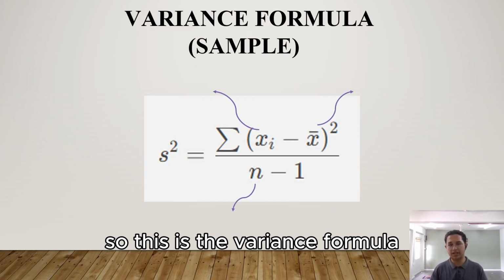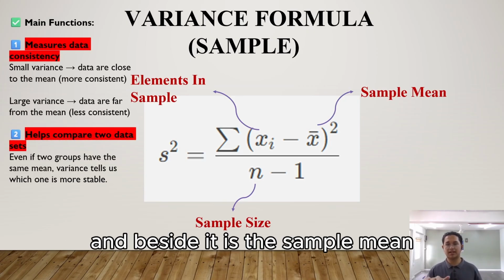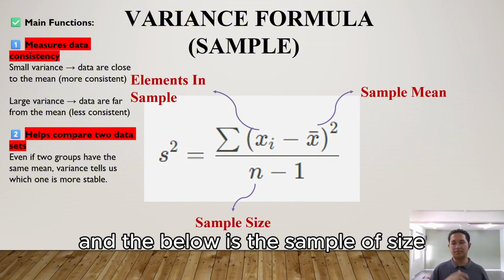So, this is the variance formula. We should get the elements in sample, which is the x, and beside it is the sample mean, and below is the sample size.